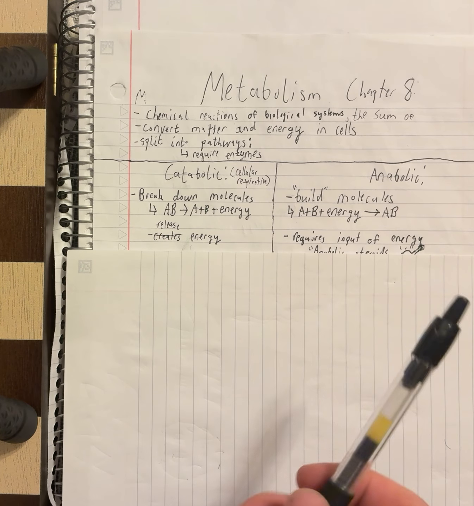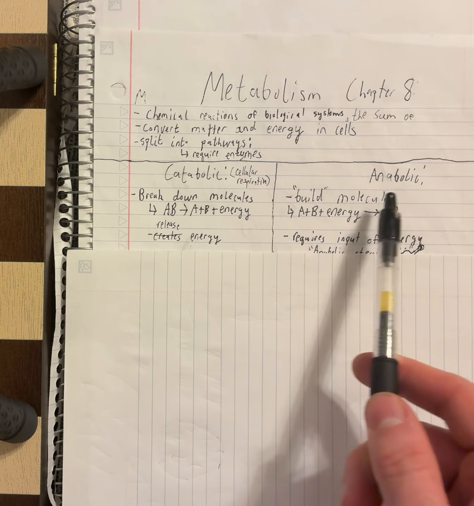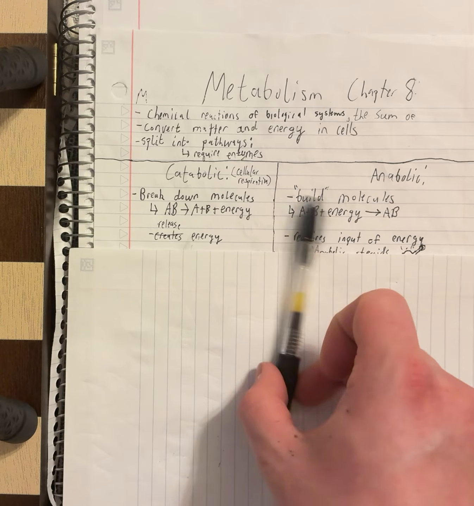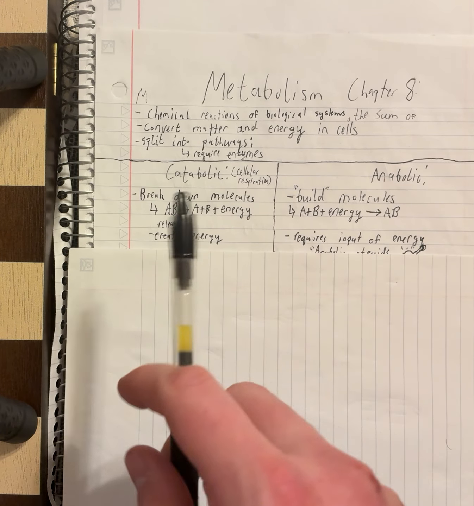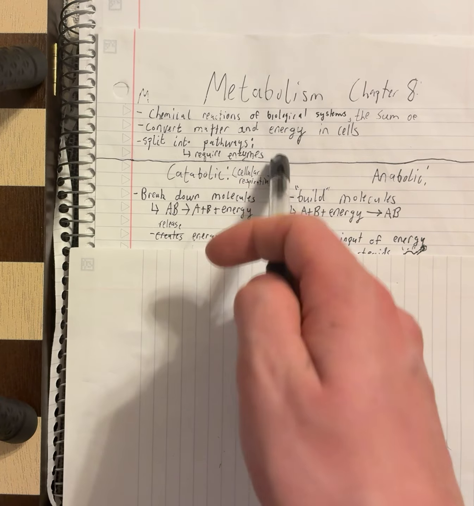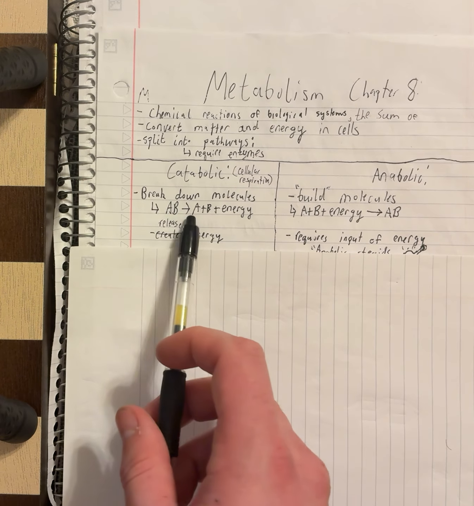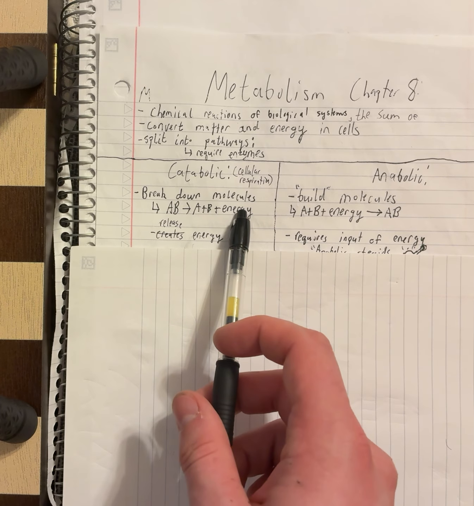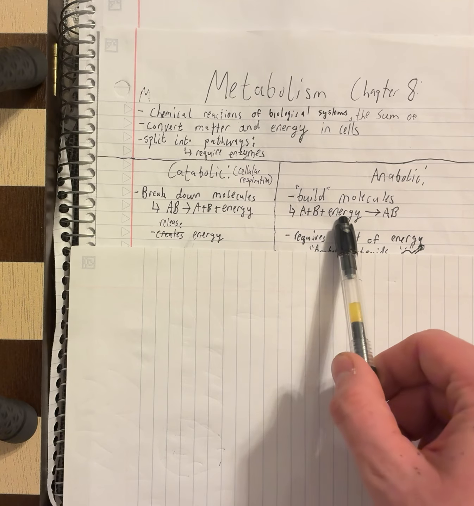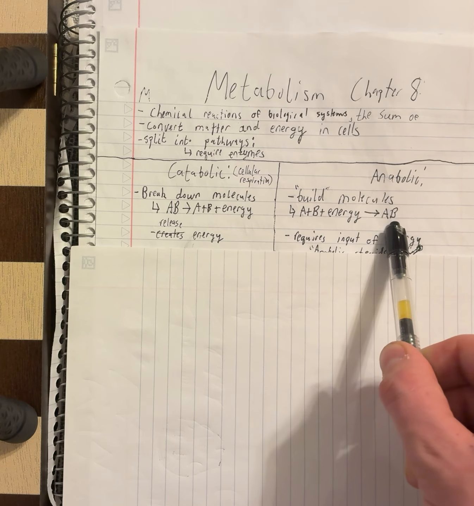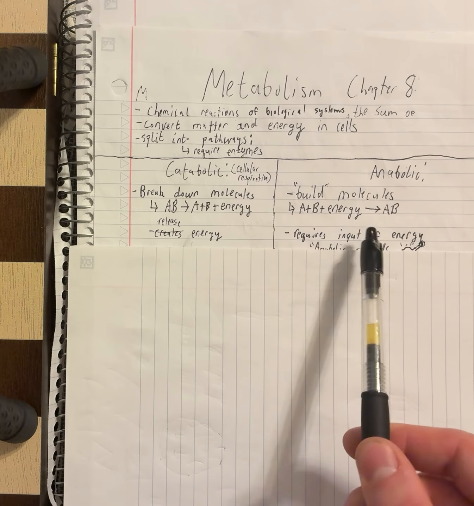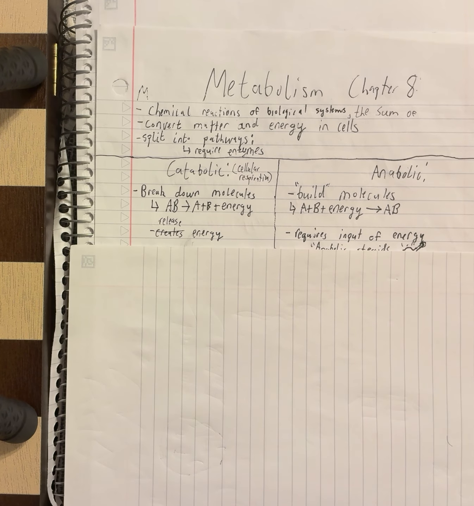Anabolic is going to be just the opposite. Anabolic is going to be building up molecules. So an anabolic pathway would be protein synthesis. We're starting with a bunch of amino acids and we're linking them together to form a larger molecule. So instead of AB breaking down to A plus B plus energy, anabolic is just the opposite. It's A plus B plus energy yielding AB, the synthesized molecule. Always, anabolic is going to require the input of energy.